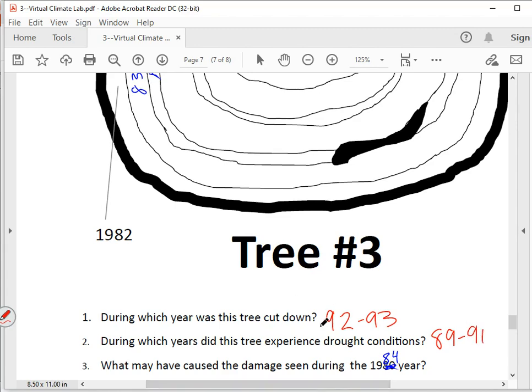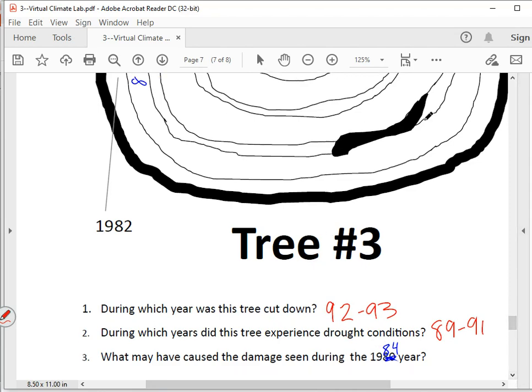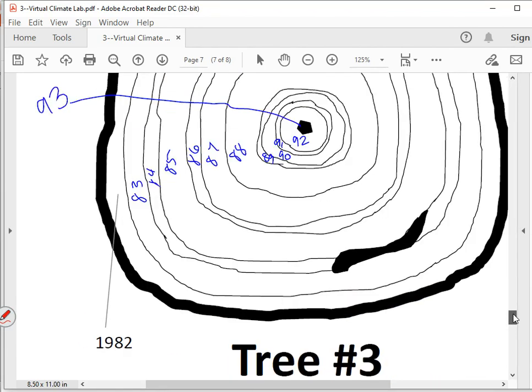And number 3, there actually is a mistake on this question. It should be the 1984 year. So it's asking basically, where did this black part here come from? It says it's damage. All right. So as far as damage goes, again, this would have been done likely when it was growing here back in like 1984, so we have about 84.